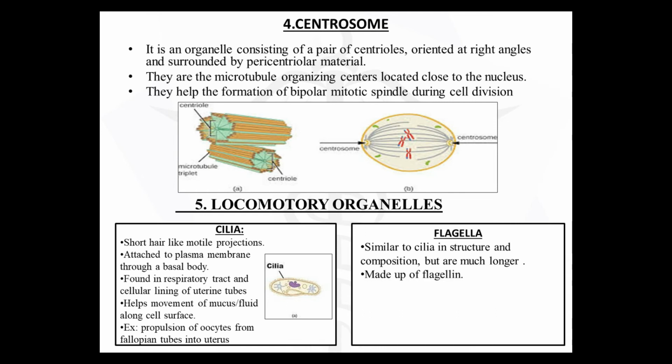Flagella. The structure and composition of flagella is similar to that of the cilia, but they are much longer in size than cilia. They are made up of a protein called flagellin. Unlike cilia, which move only the fluid along the cell surface, flagella help in the movement of the entire cell.